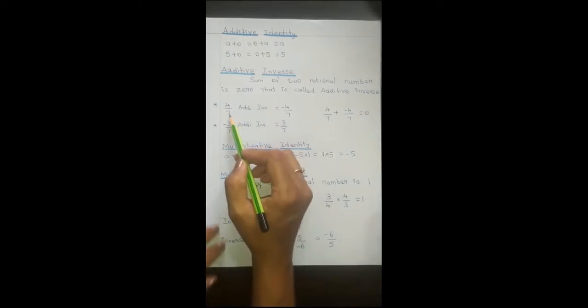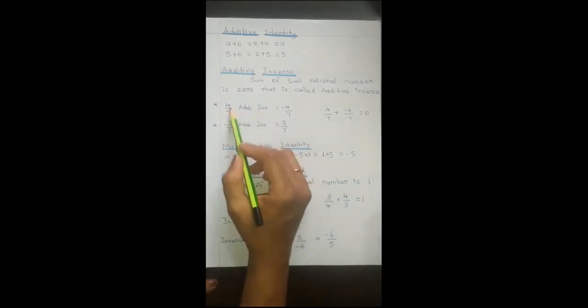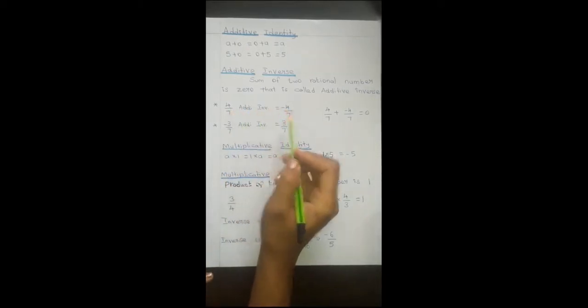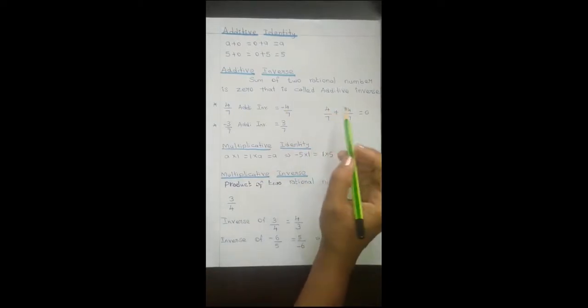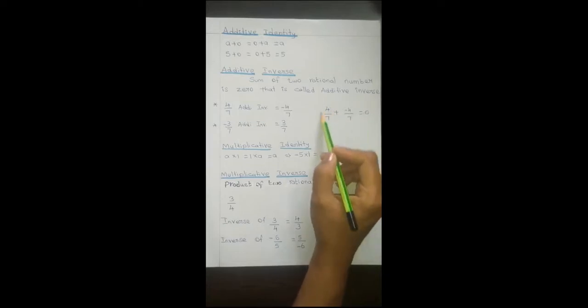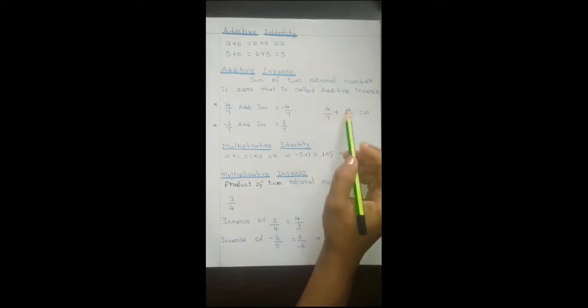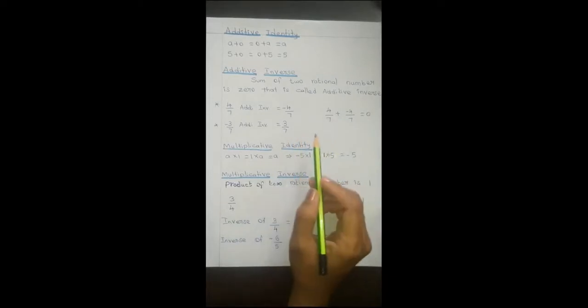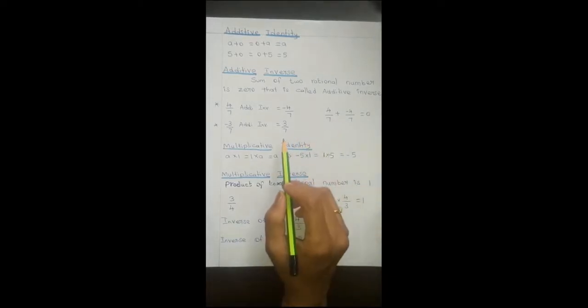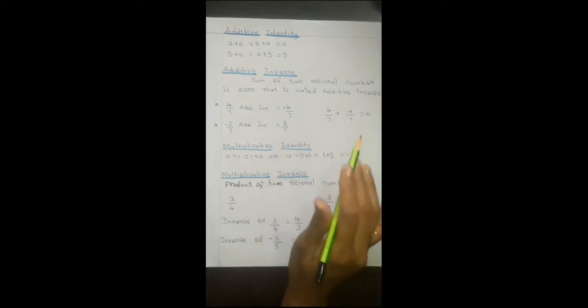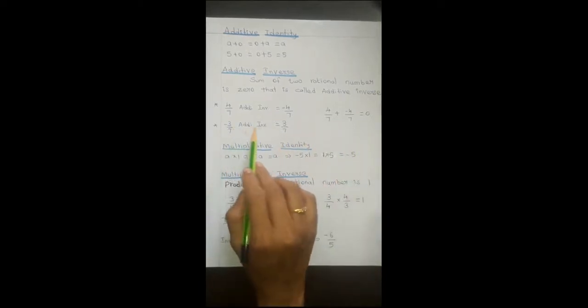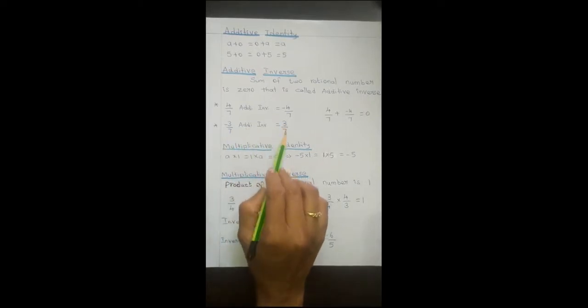Here 4 divided by 7. The additive inverse of 4 by 7 is -4 by 7. Let's see how I got this. If I take the negative form of the same number, we will get 0, right? See, 4 by 7 is the positive form, -4 by 7 is the negative form. If we add these two numbers, we will get 0. Additive inverse is nothing but changing the sign. If it is positive, change it to negative. If it is negative, change it to positive. Then -3 by 7, its additive inverse is 3 divided by 7.